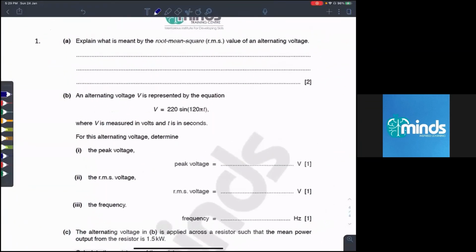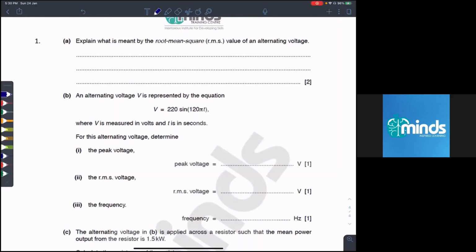Okay, let's discuss the answers for this question. Explain what is meant by the root mean square value of an alternating voltage. Remember one thing: it is VRMS, it is IRMS. These two values are basically direct current or direct voltage values, which are equivalent to alternating current.